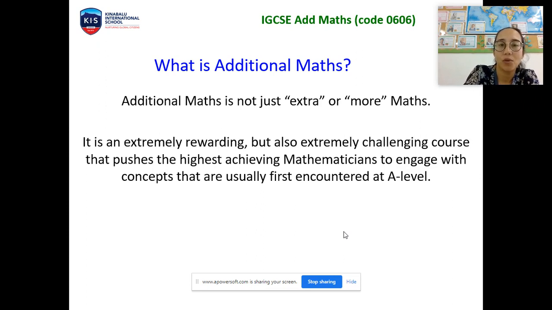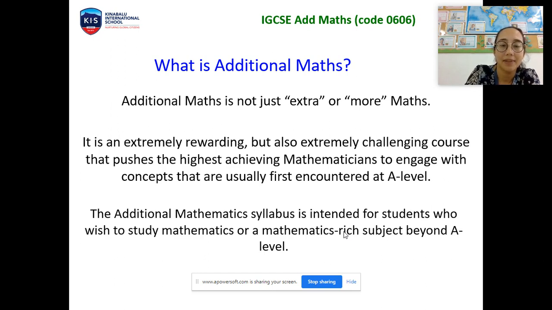It is an extremely rewarding but also extremely challenging course that pushes the highest achieving mathematicians to engage with concepts that are usually first encountered at A-level. The additional maths syllabus is intended for students who wish to study maths or a maths-rich subject beyond A-level.